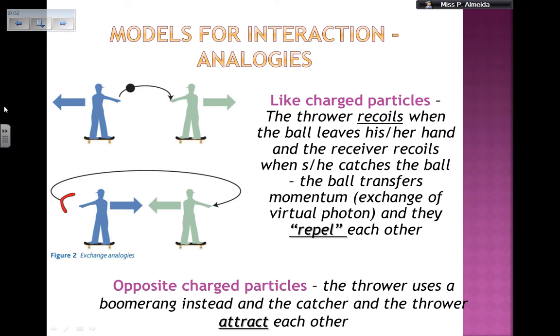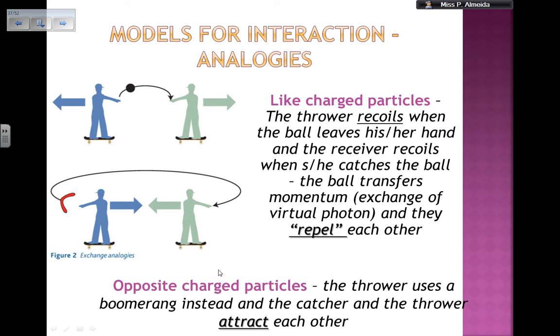So let's look at this diagram first with the blue guy and the green guy. Like charged particles. So I have the thrower, the blue one. He throws a ball to the green guy. Because momentum is conserved, as he throws something forward, he moves backwards, away from the green guy. So the thrower recoils because the ball left his or her hands. And then the receiver recoils when they catch the ball because the ball transfers the momentum, like the exchange of the virtual photon, that exchange particle, and they repel from each other. So this guy gets the ball, moves backwards. They are like charges, they repel.